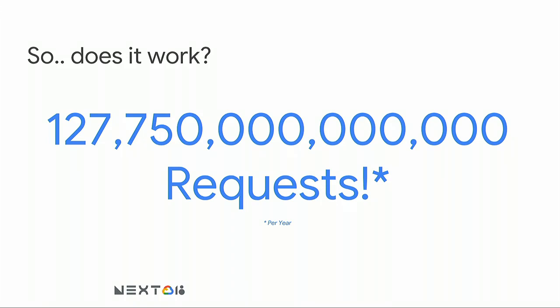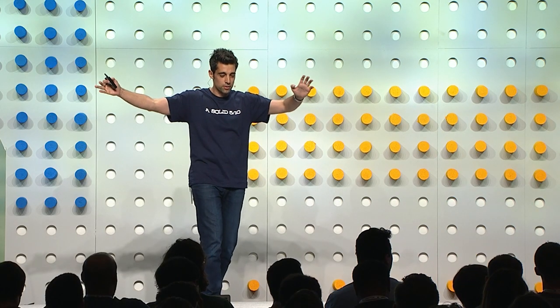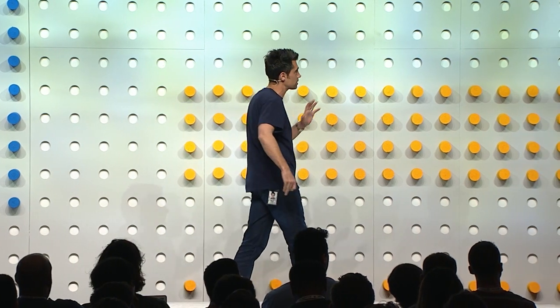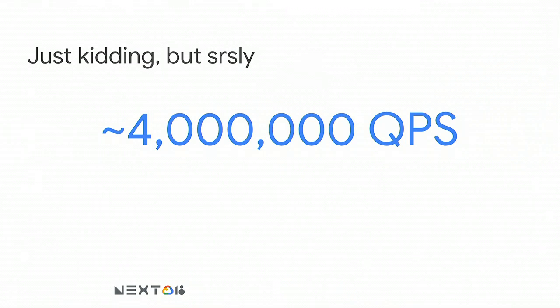Okay, so does all of these layers, does it all work? We send this many requests per year, 127 trillion, that's a meaningless number, but really it's about 4 million QPS on this infrastructure, this serverless infrastructure across both Cloud Functions and App Engine. That's a pretty big number.